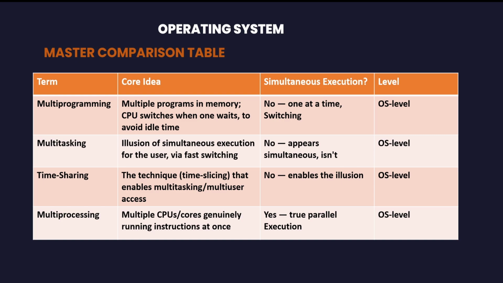Third, time sharing. It is the time slicing technique that enables multitasking and multi-user access. Difference between time sharing and multitasking. Time sharing is the technique and multitasking is the goal. Is there simultaneous execution in time sharing? No. Fourth, multiprocessing. Multiple CPU cores genuinely running instructions at once. That is, they are running instructions in parallel. Is there simultaneous execution? Yes, true parallel execution.